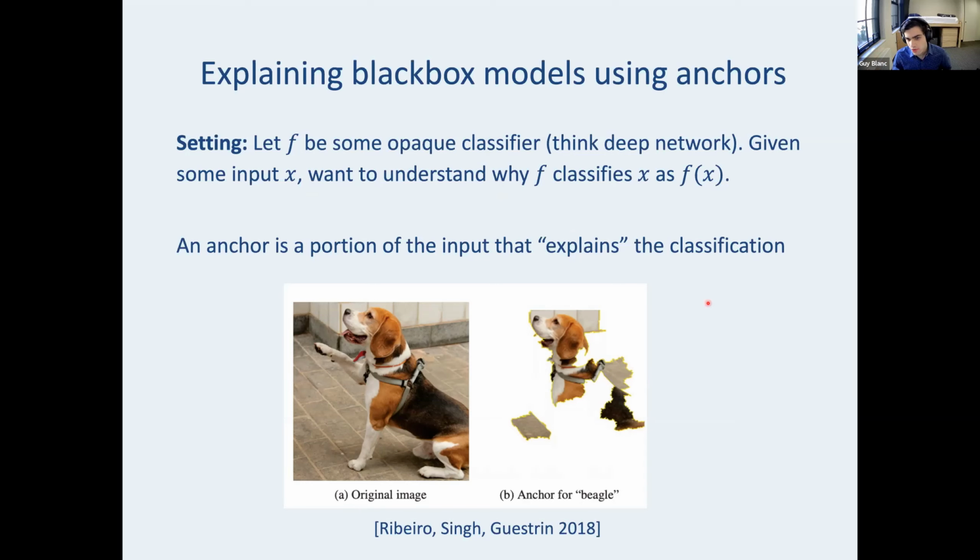And I'll tell you what an anchor is on the next slide, but roughly speaking, it tries to highlight a portion of your input, like some subset of the features that explain the classification. And they ran various experiments. So here is one you can see. You have this image. You run it through your classifier and see that the classifier classifies it as beagle. You want to know why? Well, the anchor highlights a few random things, but mostly parts you would expect, like the face of the beagle, a little bit of its fur. And this gives the user some intuition. OK, this was what the classifier looked at in order to make its classification.